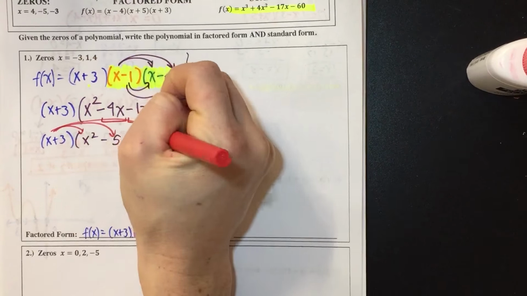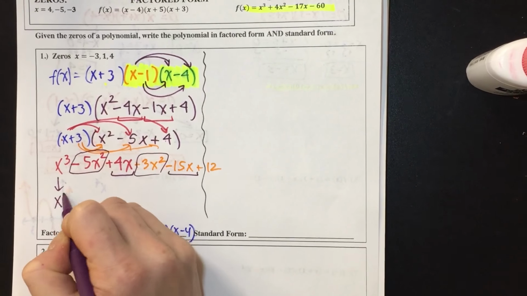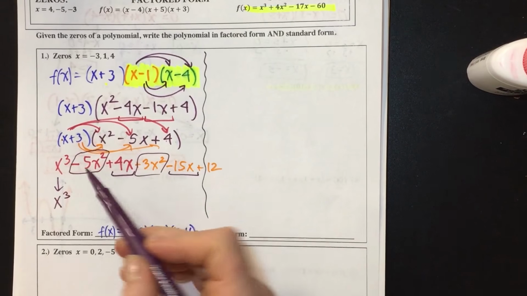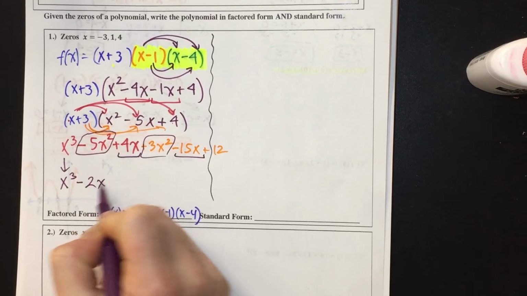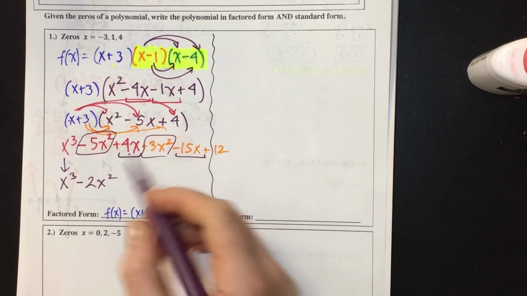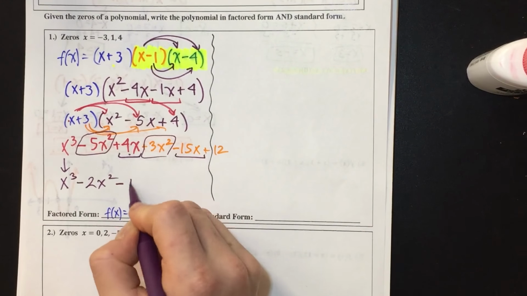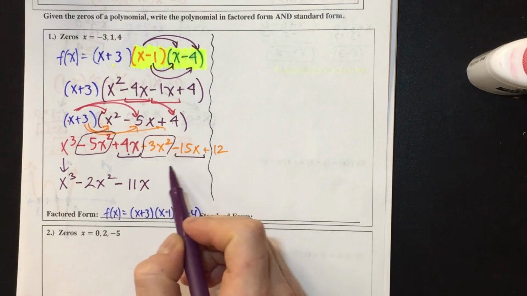What do you guys think I do next? Yeah! I got some x squareds here. And then I have some x's. And then I only have 1 cube, so x to the third. And then -5x squared plus 3x squared is -2x squared. And then 4 take away 15 is minus 11x. It is time consuming. And then plus 12.